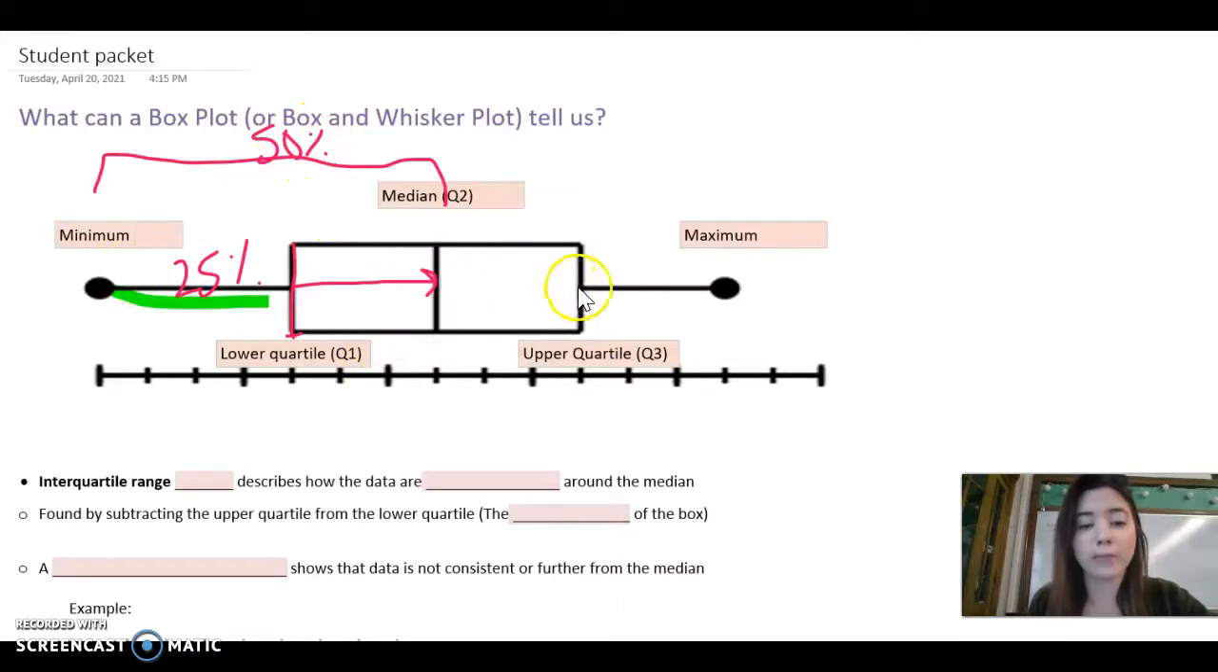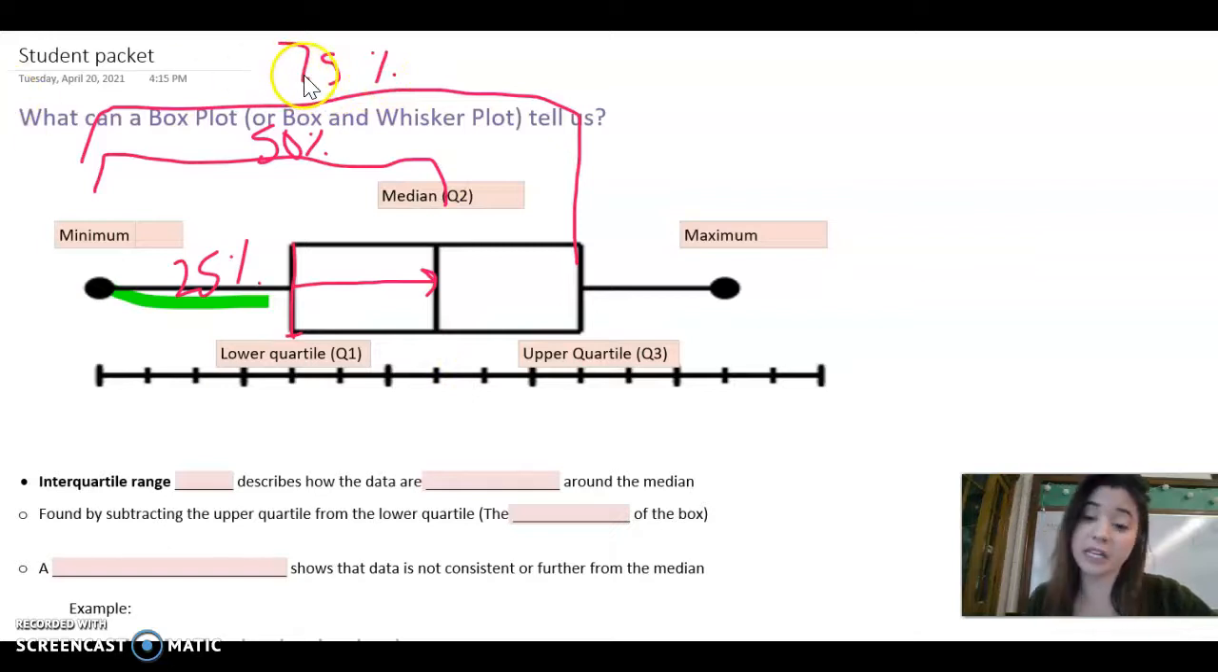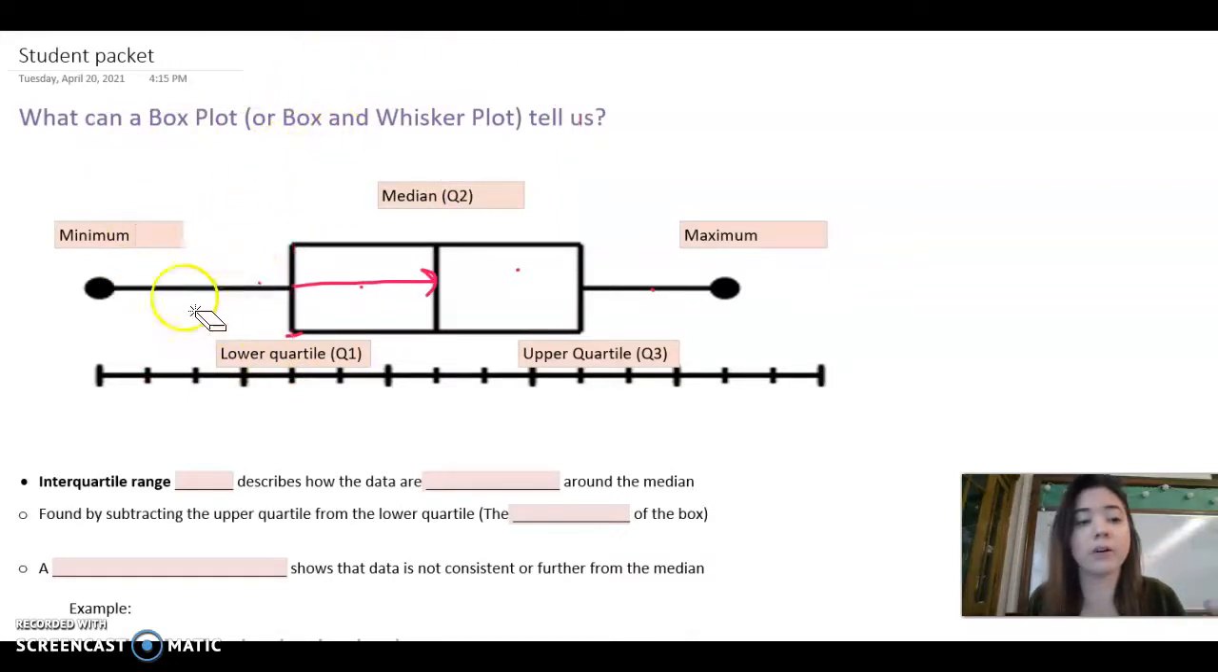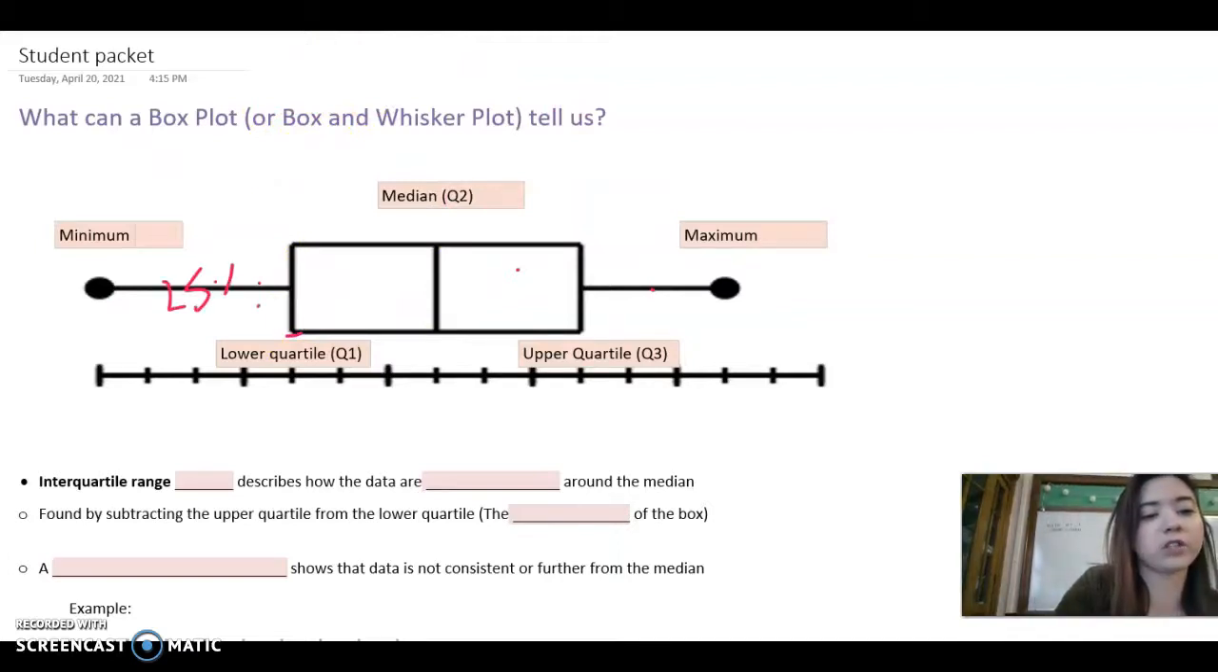And then all the way up to here, Q3 is 3/4, so that would be a total of 75%, because 3/4 is 75 cents, or 75%. Each section of my box, this section, this section, this section, and this one over here, is worth 25% individually. We can use that to figure out what percent of the data is greater than a certain number or less than a certain number. So again, it's important to know that each one of these sections is 25%.